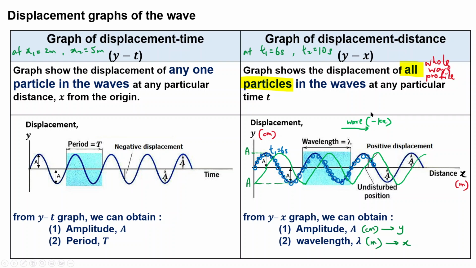So after 4 seconds, the wave has moved there. So this is at time t2 equal to 10 seconds. So the wave has moved to the right. Understand, class?